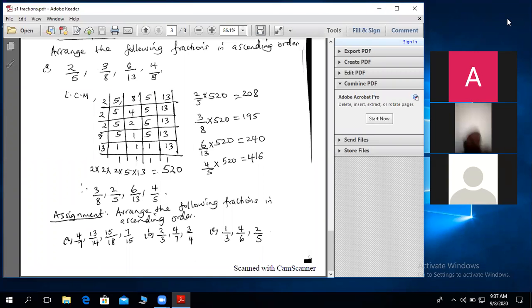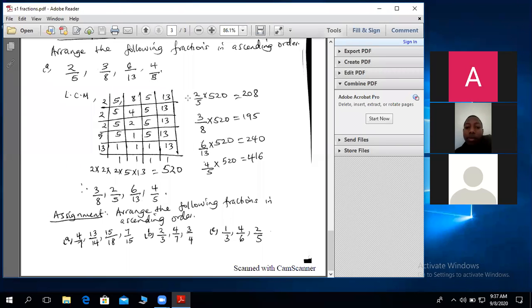Yes, there was a question. Rose. Teacher. Why do we have to use the denominators, not the numerators? Because when you multiply, the numerators are not affected.